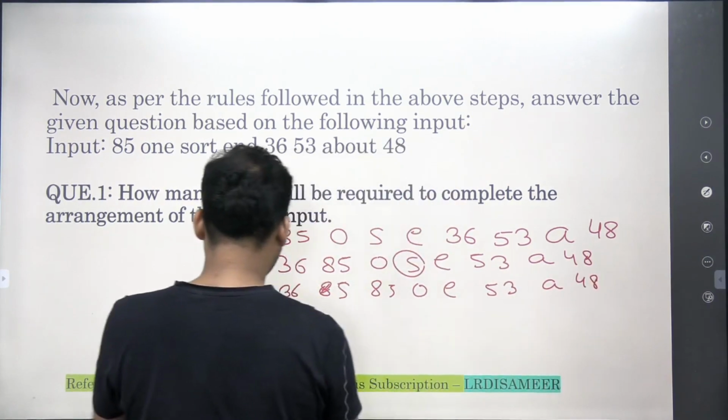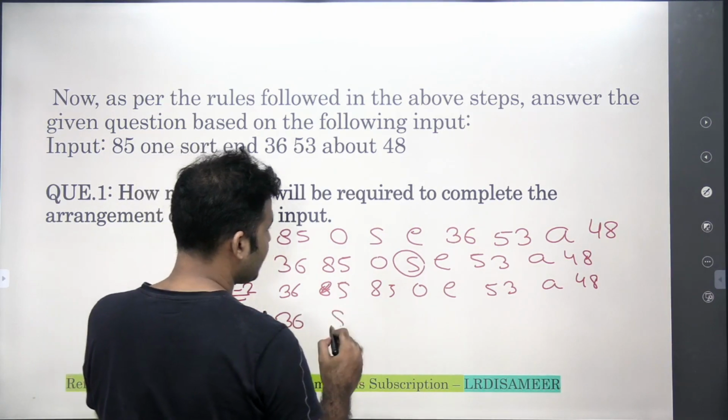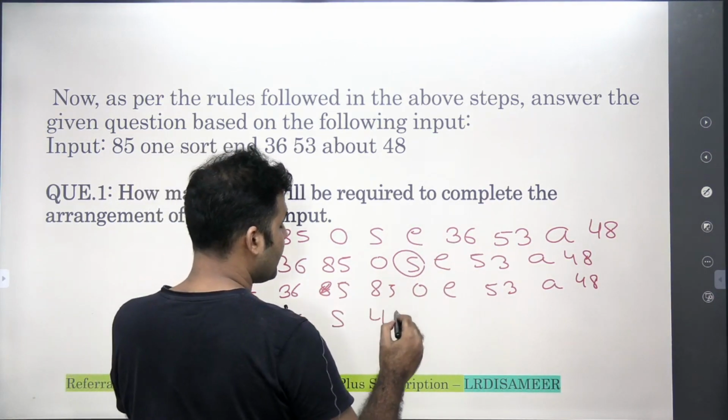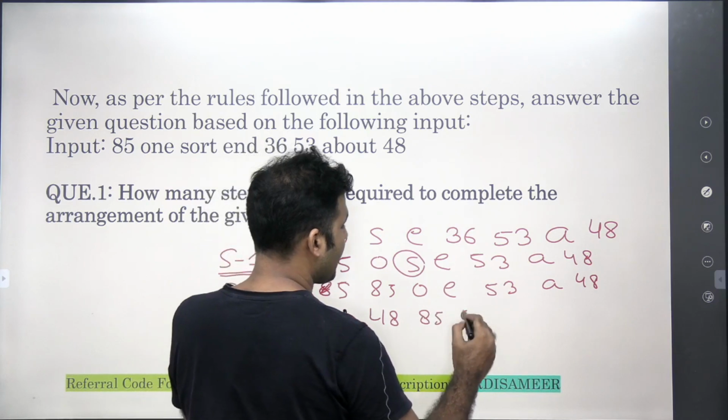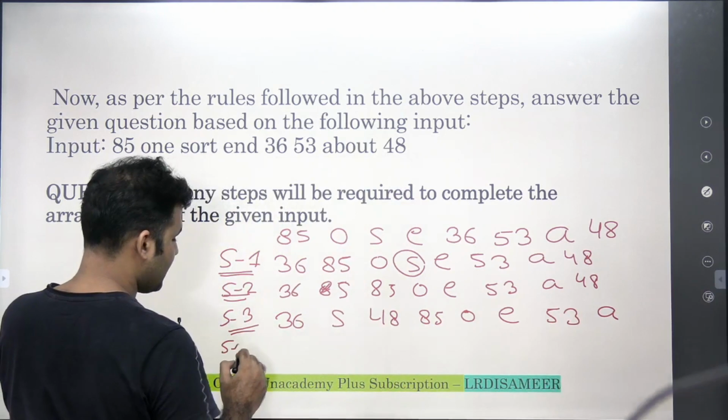What will happen in step 3? Step 3 is 36, S. The second number is 48. And then you just write down the remaining elements as they are. What will happen in step 4?